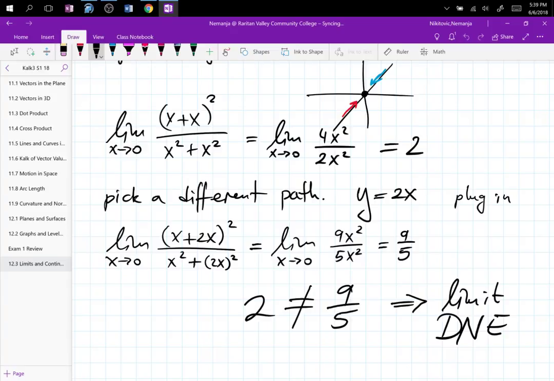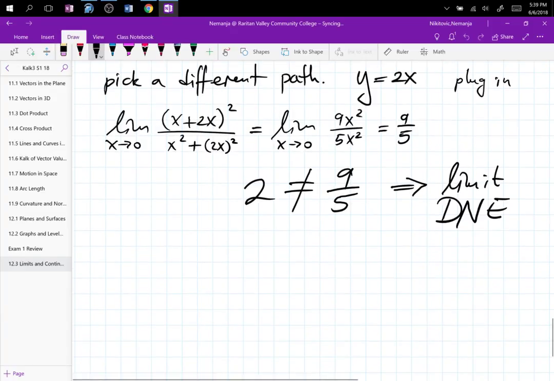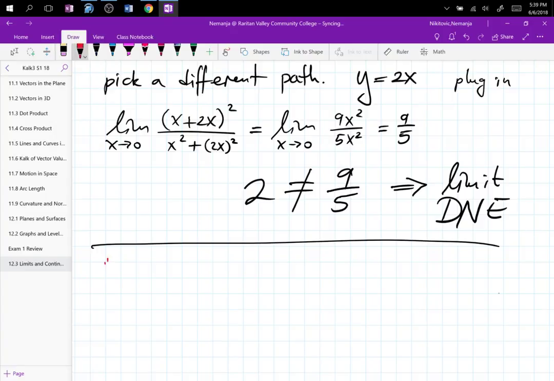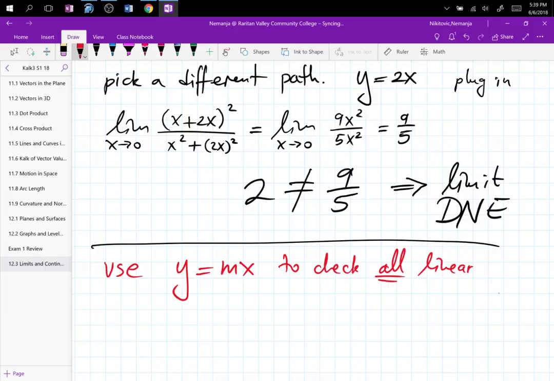So let's take a look at another example and then talk about continuity, which is the second part of this lecture. I just want to get into the homework and pick one of these problems for a multiple path. So let me write over here, use y equal mx to check all linear paths.